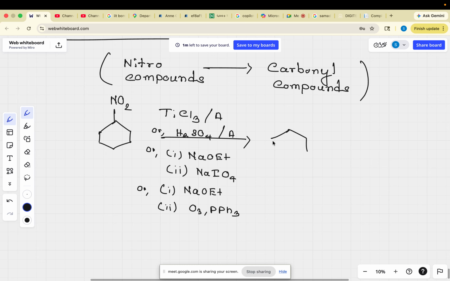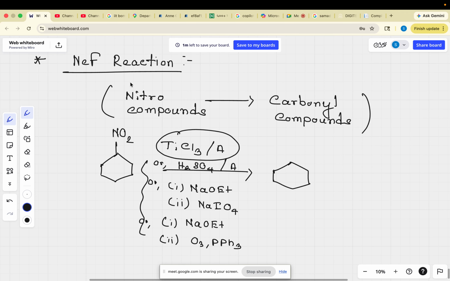So no need to worry. Most of the cases they are using this titanium chloride heating. They are not using the other reagents that much, because students will become confused, so they give you straightforward titanium chloride heating, because this is not that common a reaction, the NAF reaction, so they give you the hint. If you have titanium, directly you will get your secondary ketone compound. If you are using this reagent, from nitro compounds you will get carbonyl compounds directly. Clear? This is the only thing.